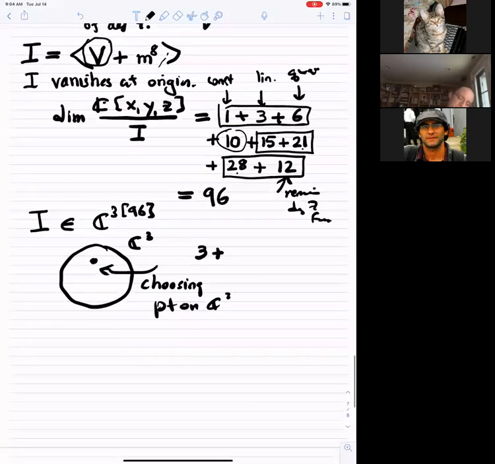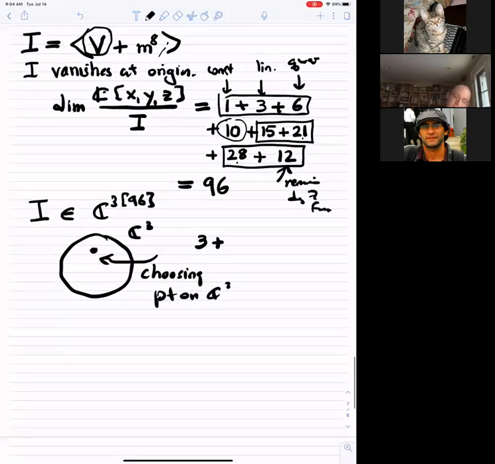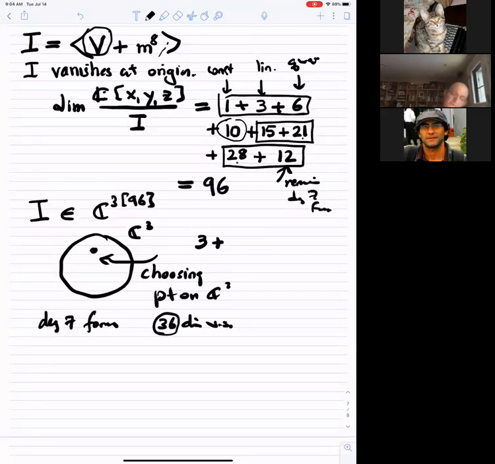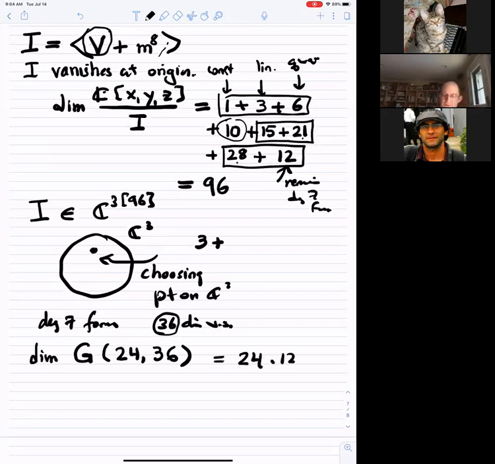The degree 7 forms form a 36-dimensional vector space. So inside the 36-dimensional vector space, I need to choose a 24-dimensional vector space. So that's given by the Grassmannian. So you have the Grassmannian of 24-dimensional vector spaces inside a 36-dimensional vector space. And then the dimension of this is 24 times 12, this 12 is 36 minus 24, which is 288. So you see that the locus of such ideals is already 291.